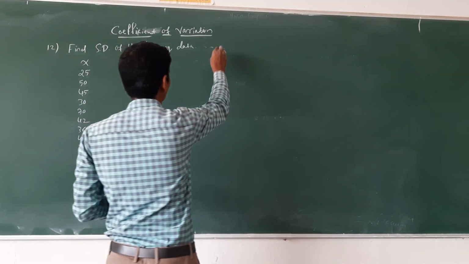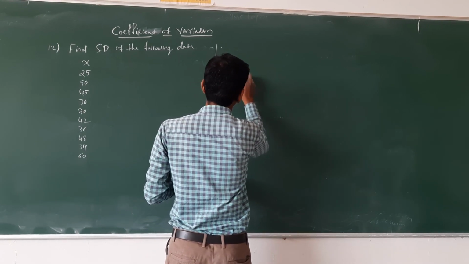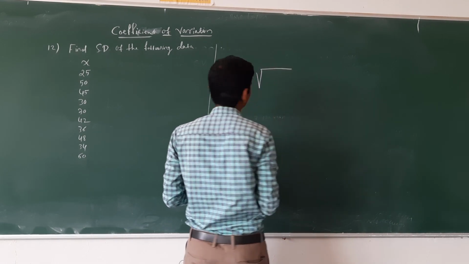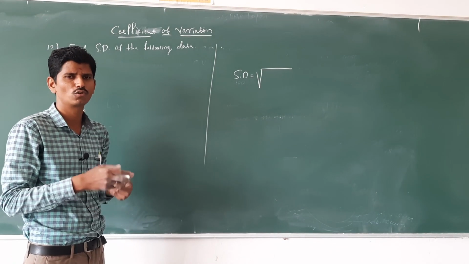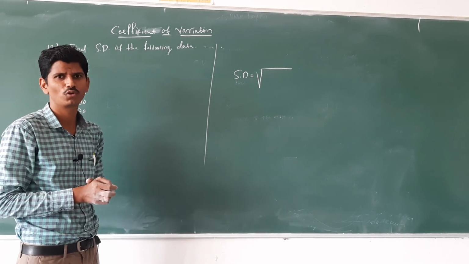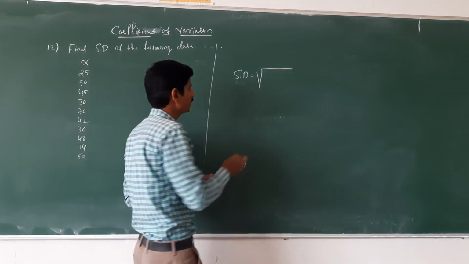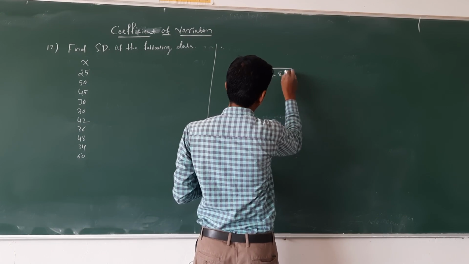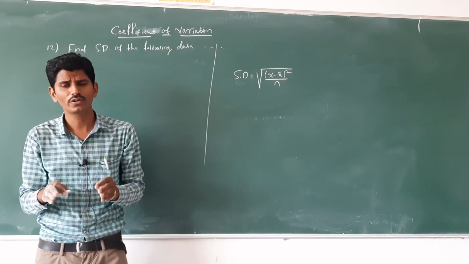To apply a formula, what is the standard deviation formula? SD equal to under root of sum of x minus x bar whole square by n, or sum of x square by n minus sum of x by n whole square, or we can use the deviation method, that is sum of u square by n minus sum of u by n whole square. You can use any one formula out of the three.